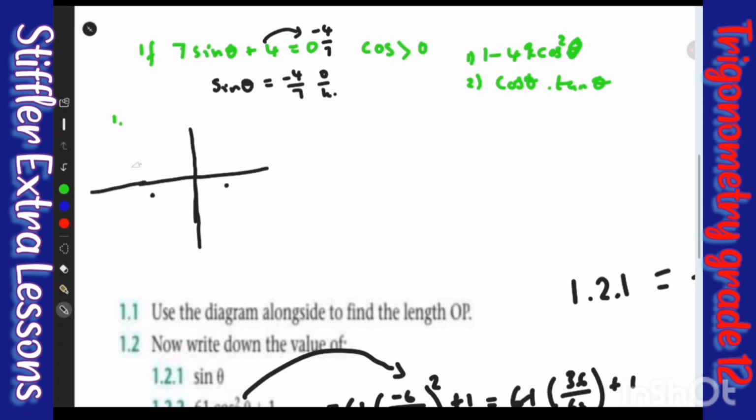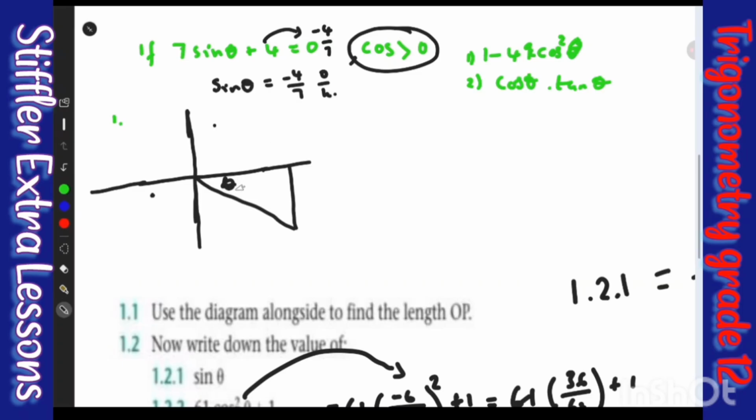And then the next step, you look at the other restriction that they gave you. So they said cos of theta must be greater than 0, right? So where is cos greater than 0? Being greater than 0 means being positive. So cos is positive in the 1st and in the 4th quadrant. So it means that we are going to draw our diagram in the 4th quadrant, and we're going to place our theta there.